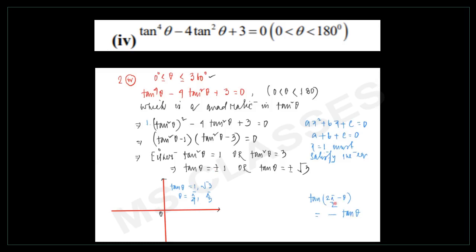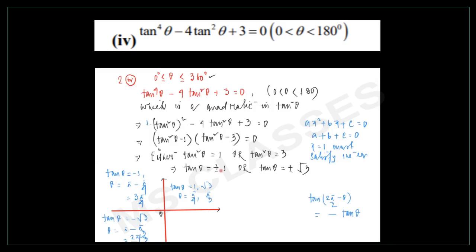So when you take pi minus theta, what are the possible values here? Suppose you want tan theta equal to minus 1. Then theta will be pi minus pi by 4, which is 3 pi by 4. And when you need tan theta equal to minus root 3, what will theta be? Theta will be pi minus pi by 3, so that will be 2 pi by 3.